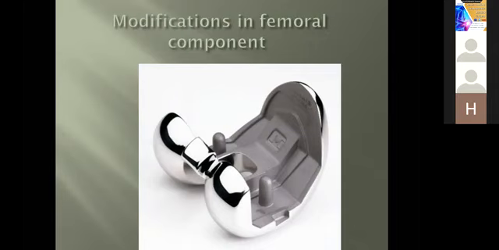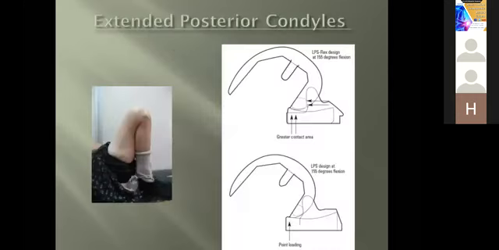The posterior condyles are more spherical. The anterior flange is more away from the anterior surface of the femur. And there are also changes in the polyethylene. What are the uses and reflections of these changes in design?